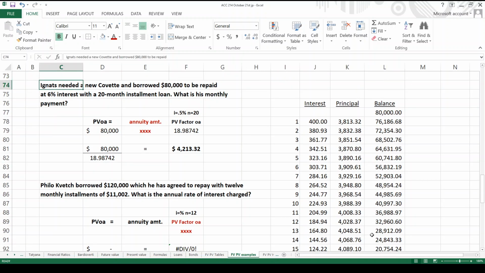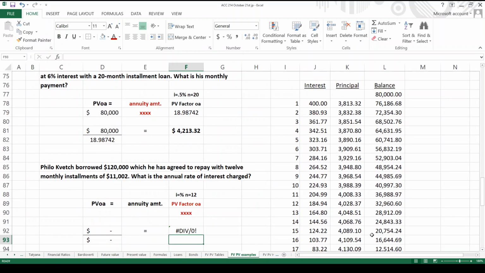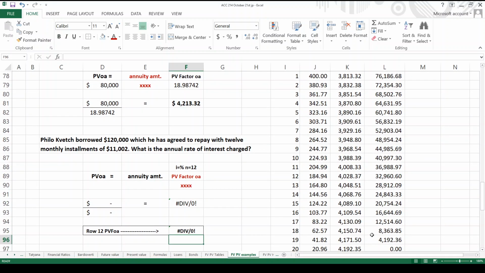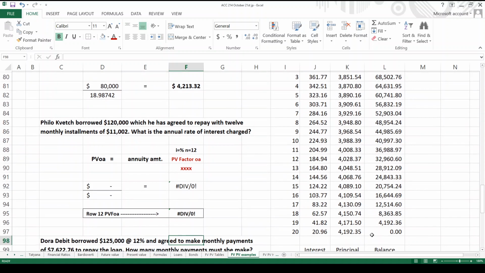Ignatz, you want the Corvette? I'm going to pay it off in 20 months. It's going to cost you $4,200 a month. Okay. Next on the hit parade. Philo Kvetch borrowed $120,000, which he has agreed to repay with 12 monthly installment payments of $11,002. What is the annual rate of interest being charged?